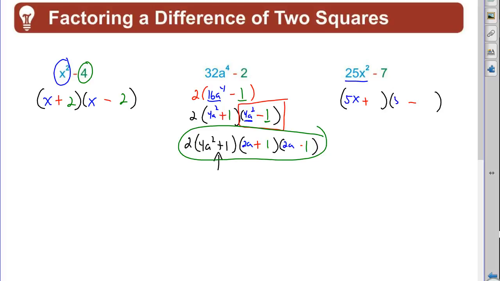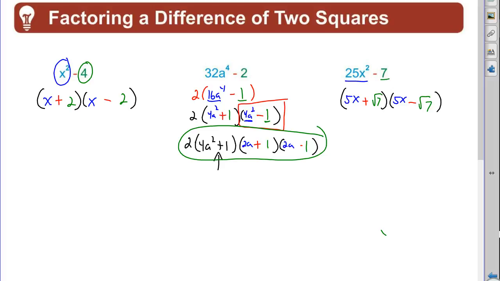And that goes in the front of both. And now the square root of the back. Well, we're just going to have to leave it as square root of 7. Square root of 7. If you were to multiply it back out, sure enough, you would get 25x squared minus 7. All right, the difference of two squares.